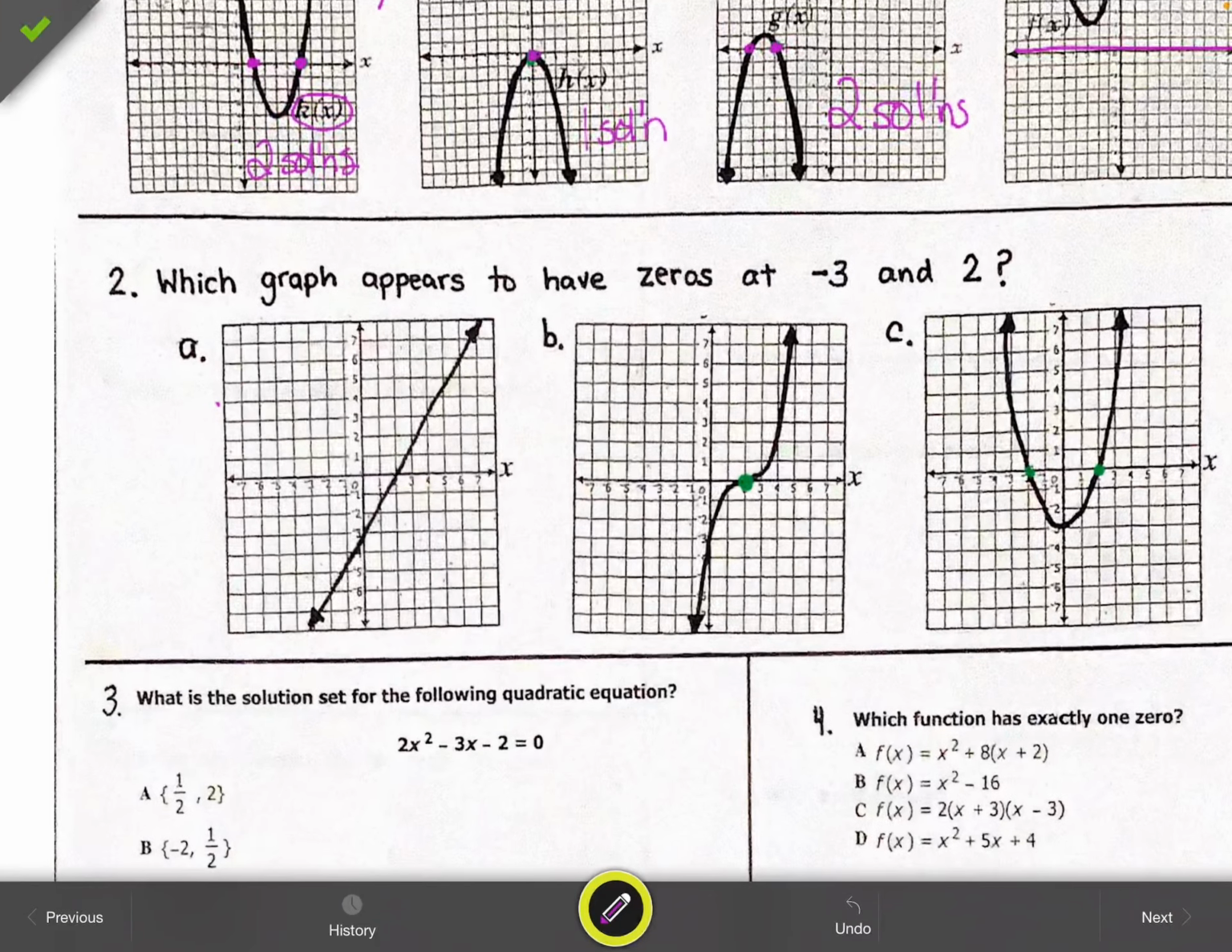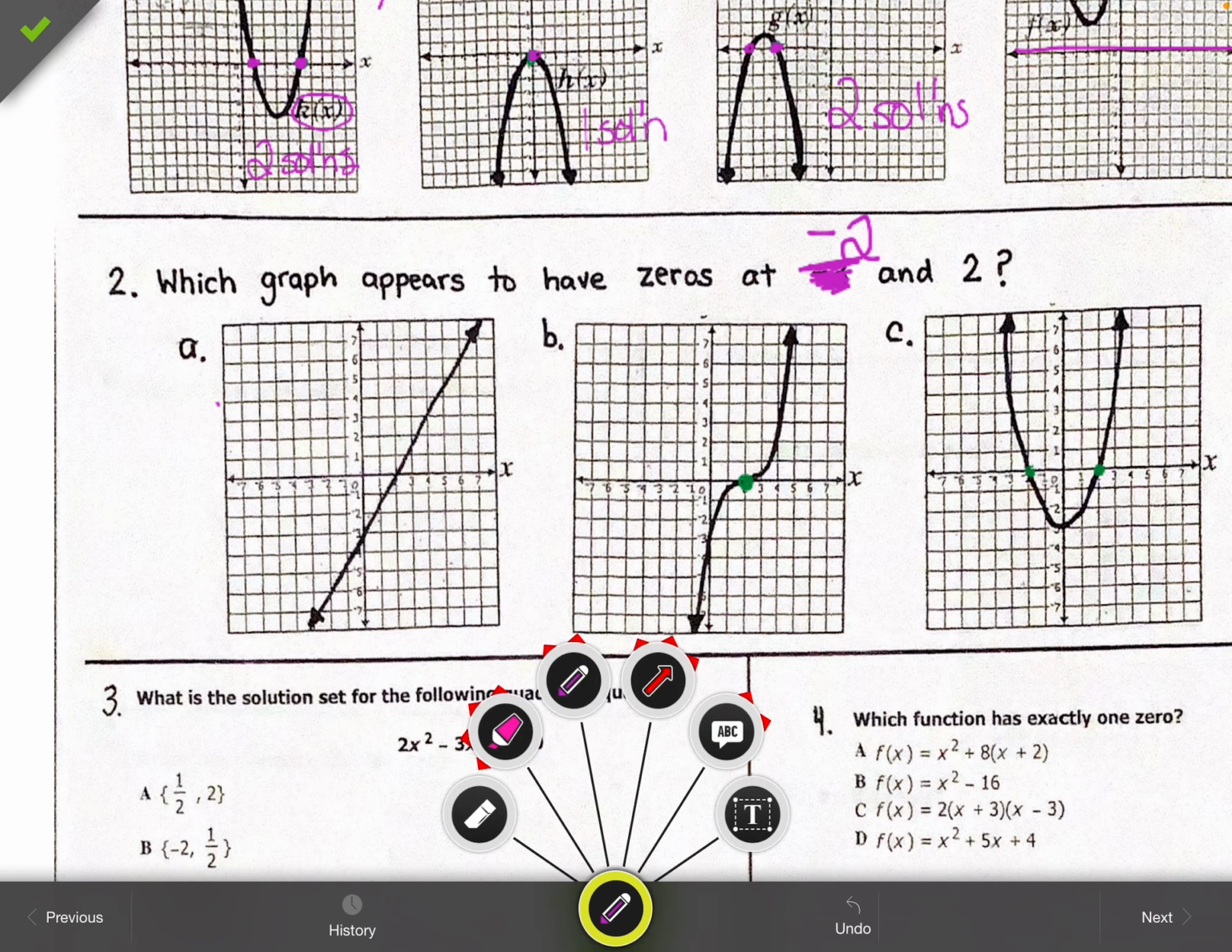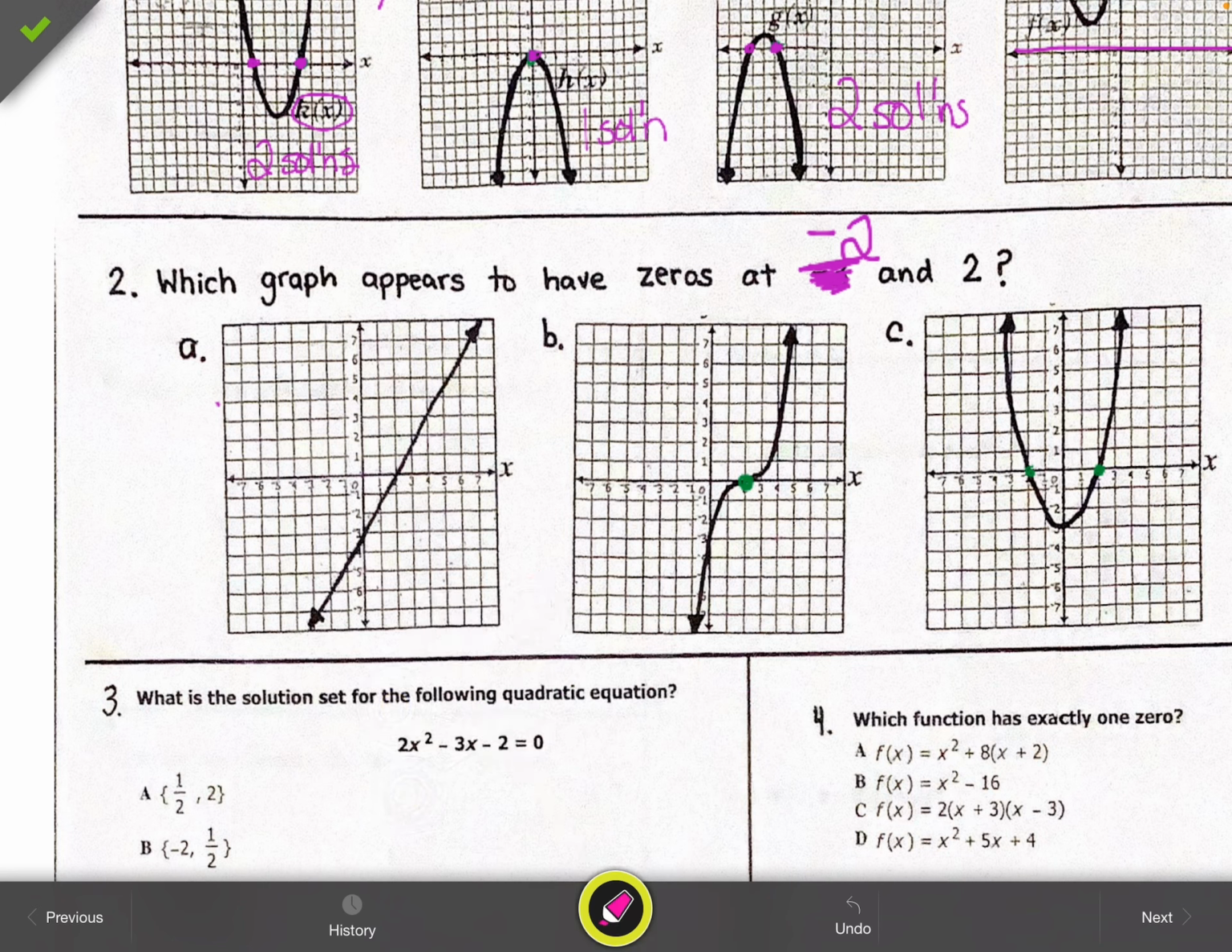All right, number 2, again we have to make another small correction. Which graph appears to have zeros at -3 and 2? So let's change -3, otherwise you can't answer the question. Let's change that to -2. But again, what you're looking for are keywords. Zero is a keyword. X-intercept.